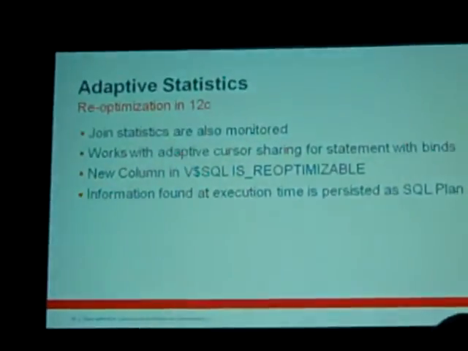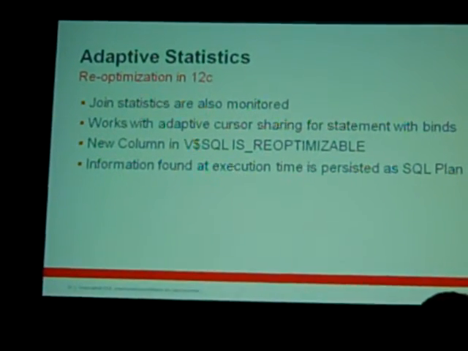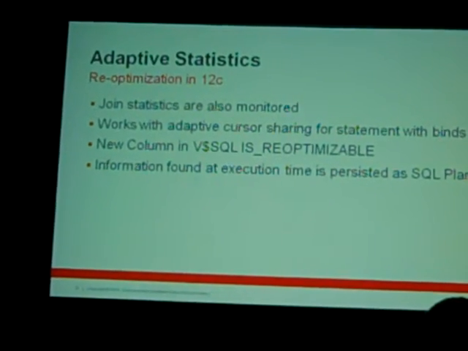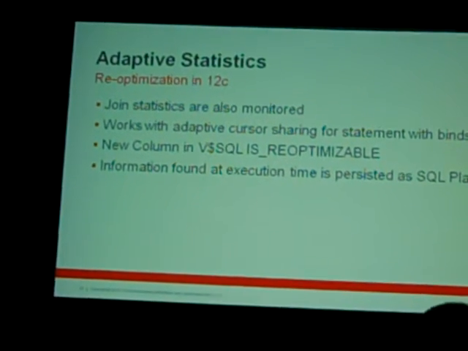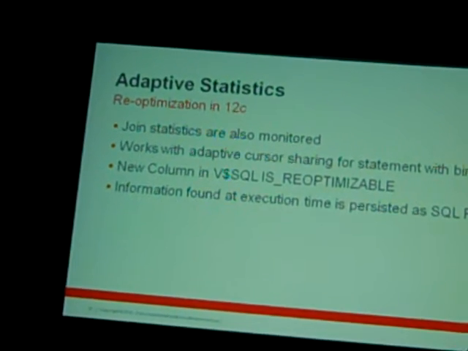But we're also going to be able to use this re-optimization approach in other cases. Things like joins, we're also going to be able to use it with statements that have binds, which was a limitation of cardinality feedback in the previous version where it was only used for literals.